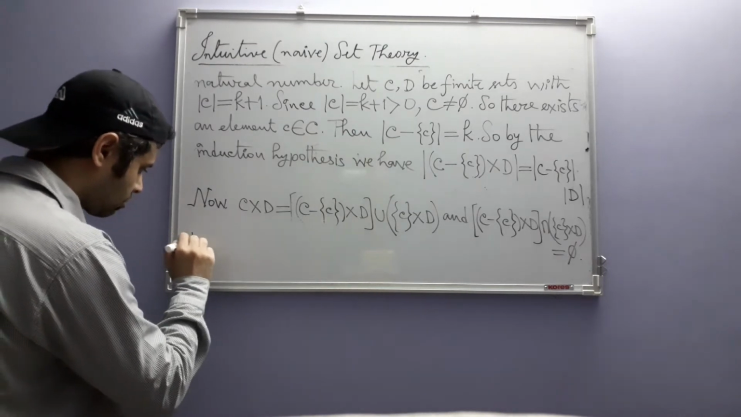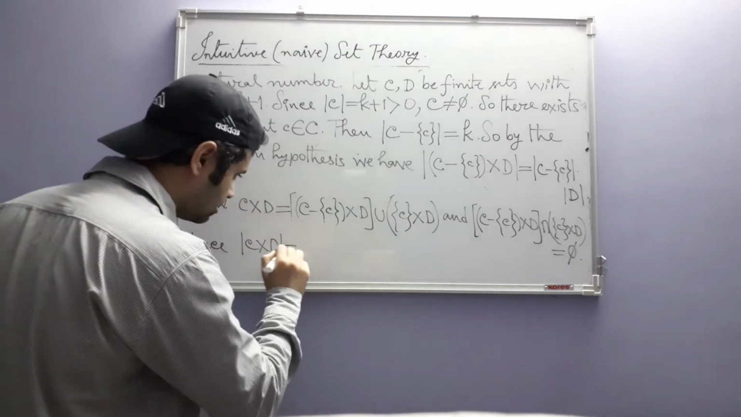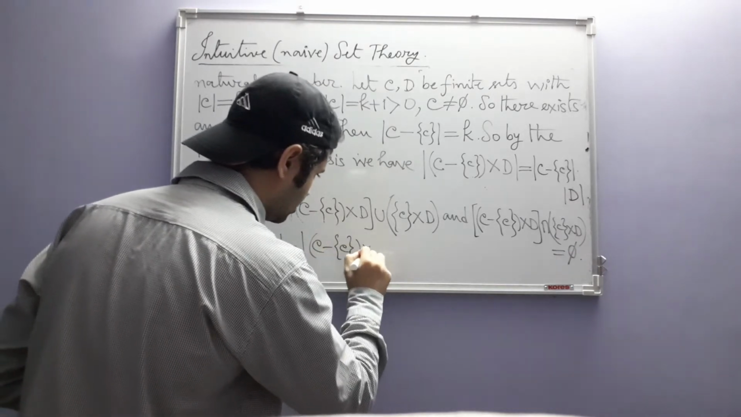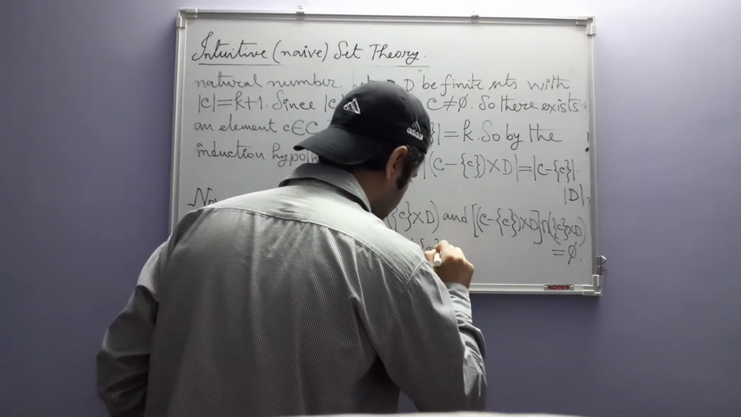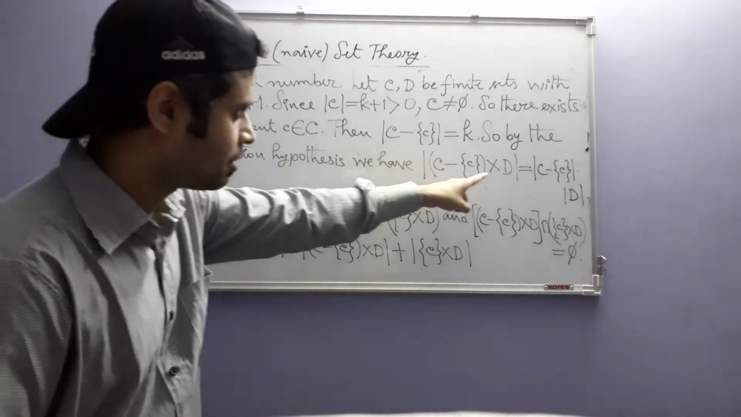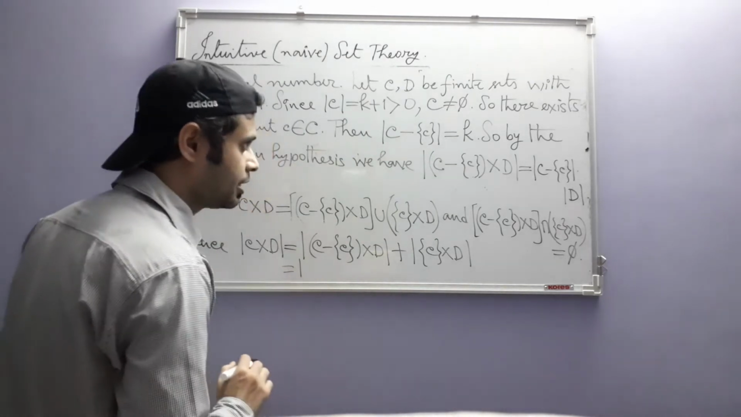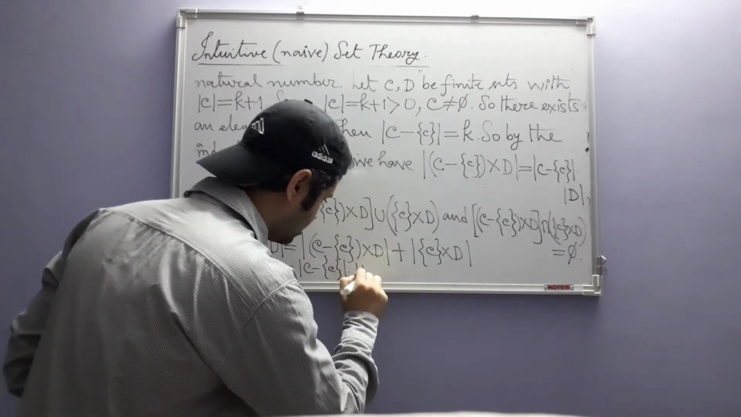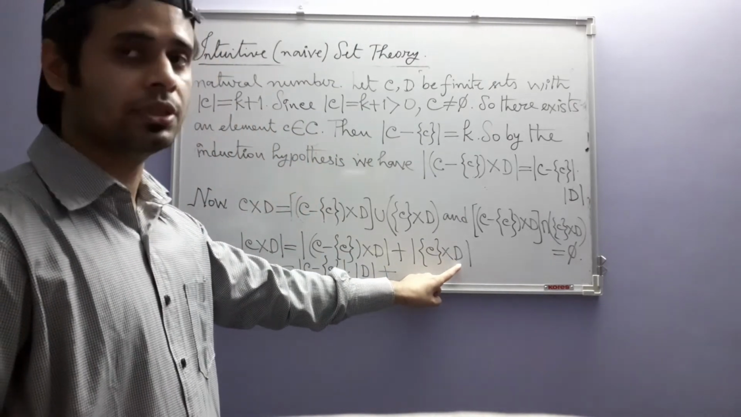Hence, cardinality of C cross D is equal to cardinality of (C minus c) cross D plus cardinality of {c} cross D. Now you see from here we would have already got this is equal to cardinality of C minus c times cardinality of D plus. Now what is cardinality of this?